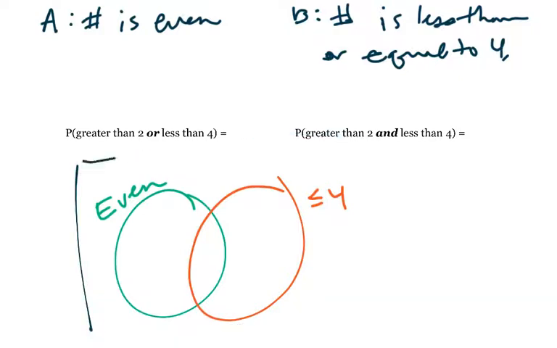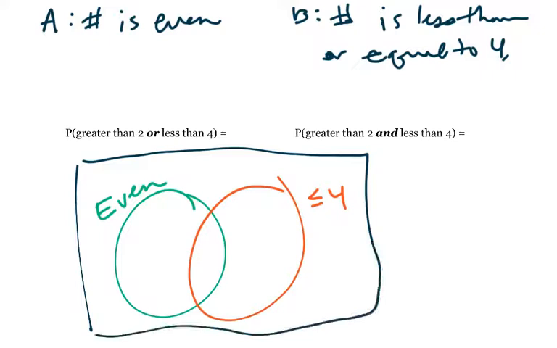and if it doesn't fit into even or less than or equal to 4, then it goes in the universal set. And again, our sample space for a die is 1, 2, 3, 4, 5, 6. Okay, so we're going to go through each one. 1 is not even, but it is less than or equal to 4, so it would go in the red circle only. 2 is even and it is less than or equal to 4, so it goes in the both area.